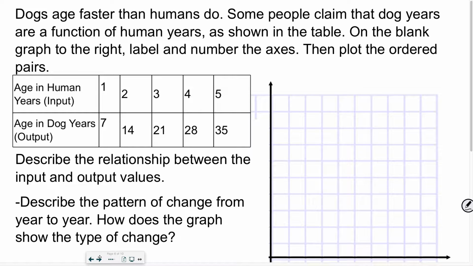Okay, so now we're going to talk about a different scenario, still with dogs. Dogs age faster than humans do. Some people claim that dog years are a function of human years. Have you ever heard that? That like dog years are different than human years? You've never heard that? Yeah. That like if you have a dog that's a year old, they say 7?